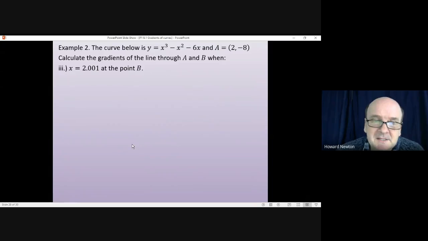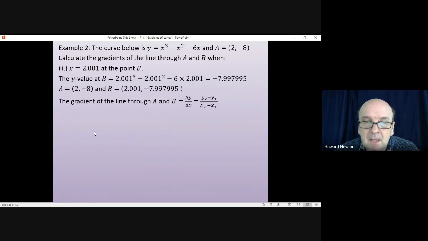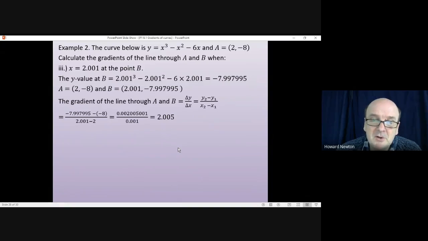Third example was exactly the same idea, but now we're extremely close to the point A. So A is at 2 and B is at 2.001. So the line that we'll get will be very, very close to the tangent. We work out the y value in the normal way, and this time you get minus 7.997995. We work out the gradient in the normal way, now that we know the coordinates. That will give us this when you put the numbers in the calculator, which gives us 2.005 for the gradient.